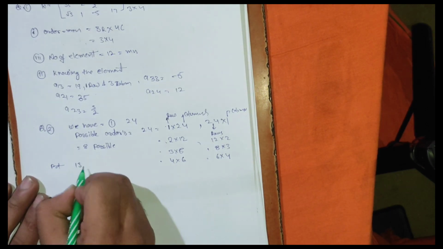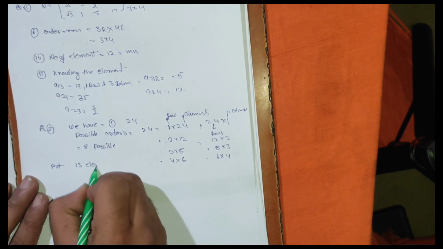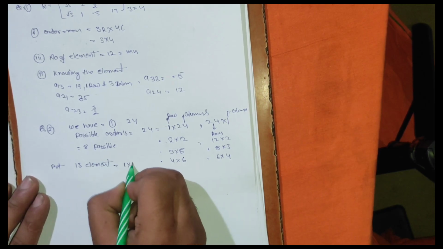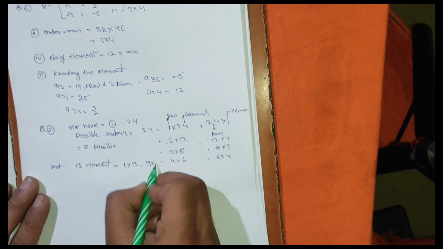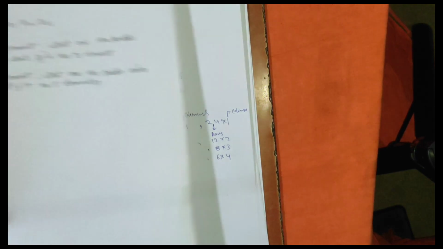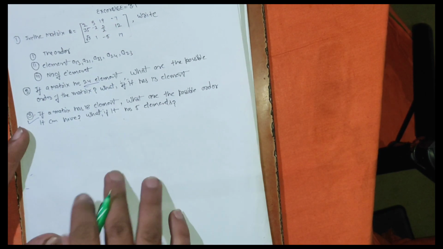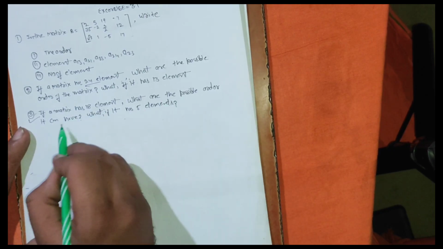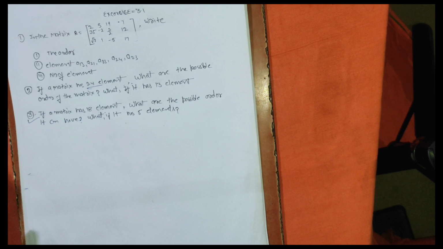And for part 2, what happens if we have 13 elements? Similarly, with 13 elements, we can say 1 by 13 and 13 by 1, and other possibilities are not there. Question number 3 is similar: if a matrix has 18 elements, what are the possible orders it can have? What if it has 5 elements?